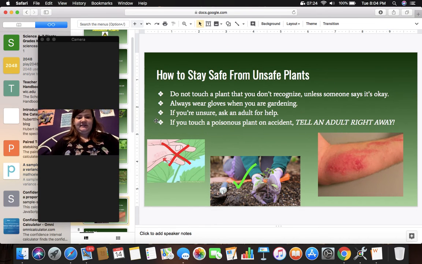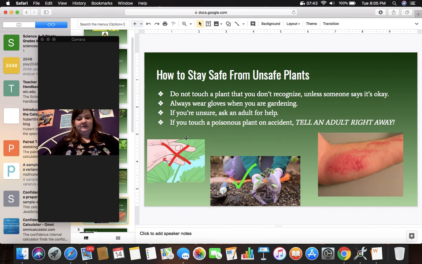So the next thing is always wear gloves when you are gardening. So, like in this picture right here, you can see this green check mark. That means she has gloves on while she's gardening. So just in case she were to touch a dangerous plant, she wouldn't get itchy because her gloves are protecting her.